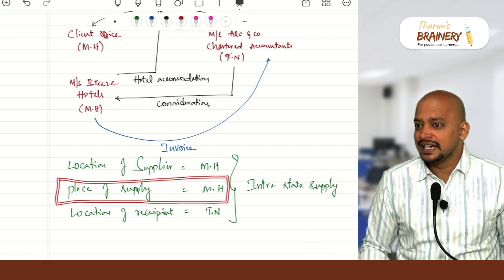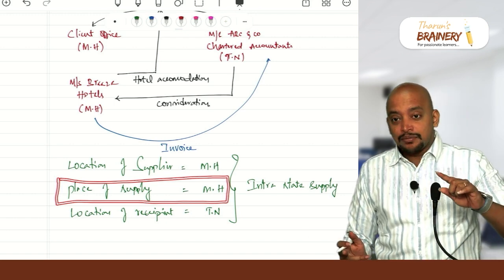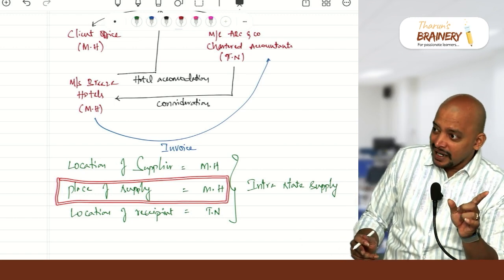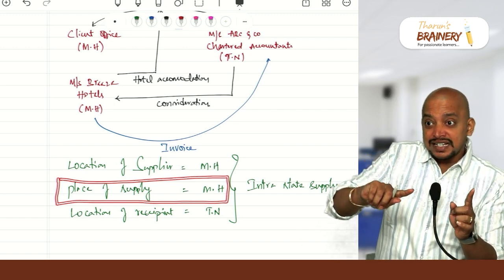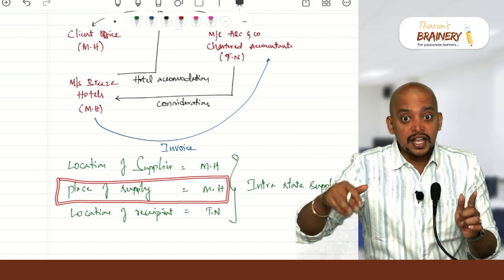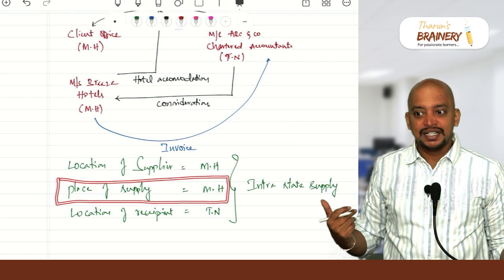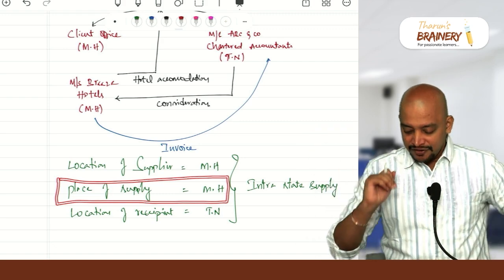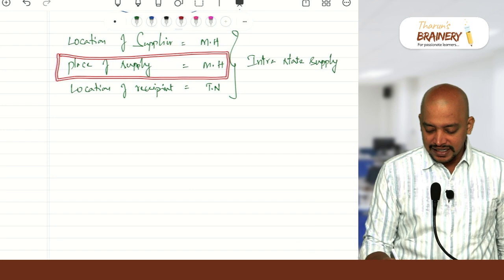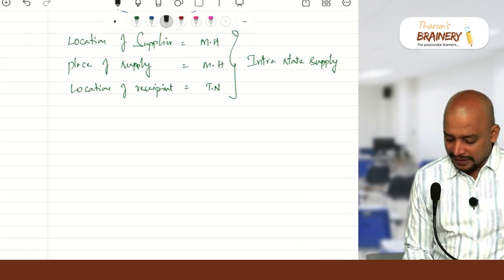Then it will become interstate. Now, for some transactions, the place of supply is different from the location of recipient. But for some transactions, the location of recipient itself is the place of supply. Then it will become interstate. For example, let's try to understand this with another example.